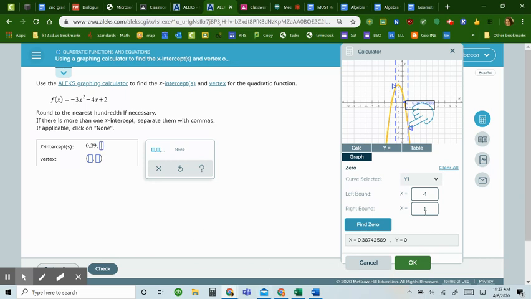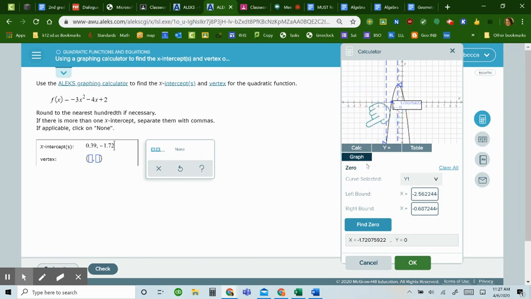So put a comma. Now I'm going to go ahead and hit clear all, and I'm going to adjust my blue lines to have in between them the intercept. So now the intercept on the left is in between those two lines. And so I'm going to hit find zero. And there I can see the second x-intercept is at negative 1.72. The thousandths is a 0, so that will stay a 2. So negative 1.72.